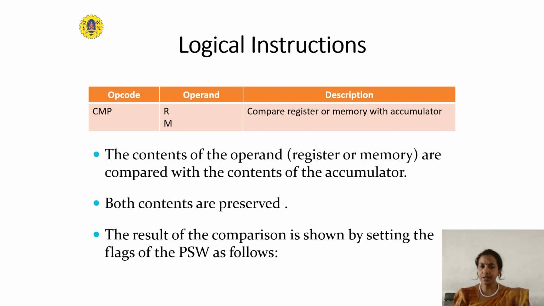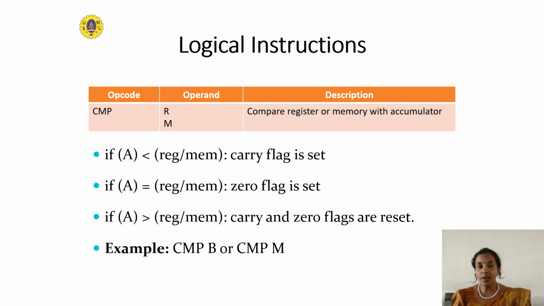CMP R. CMP always means compare. It compares the data in the register with the accumulator. CMP M means compare the data in a memory location with the contents of the accumulator. That is the main meaning. The result of the comparison is shown by setting the flags of the PSW. So next one is compare R, CMP M: compare the register or the memory location with the accumulator.